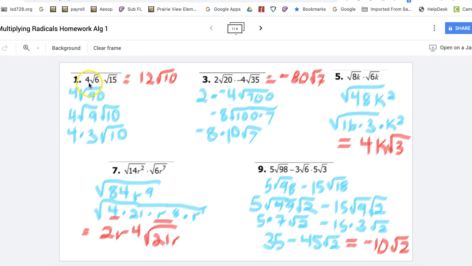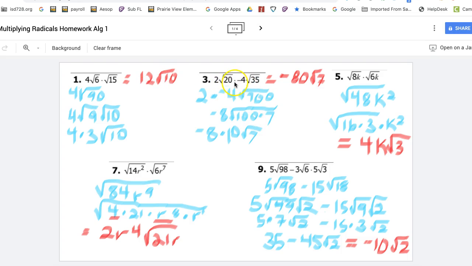Remember when you're multiplying radicals, you multiply the outside term, so 4, and this would be a 1, and you multiply the radicands together. 6 times 15 makes 90. Then you look at the radicand and see if you can break it down. And 90 can be broken into 9 times 10, 9 being that golden perfect squared number that we're looking for. So when I take the square root of 9, I get 3. So then I would take 4 times 3, and square root of 10 cannot be broken down any farther. And our answer is 12 square root 10.